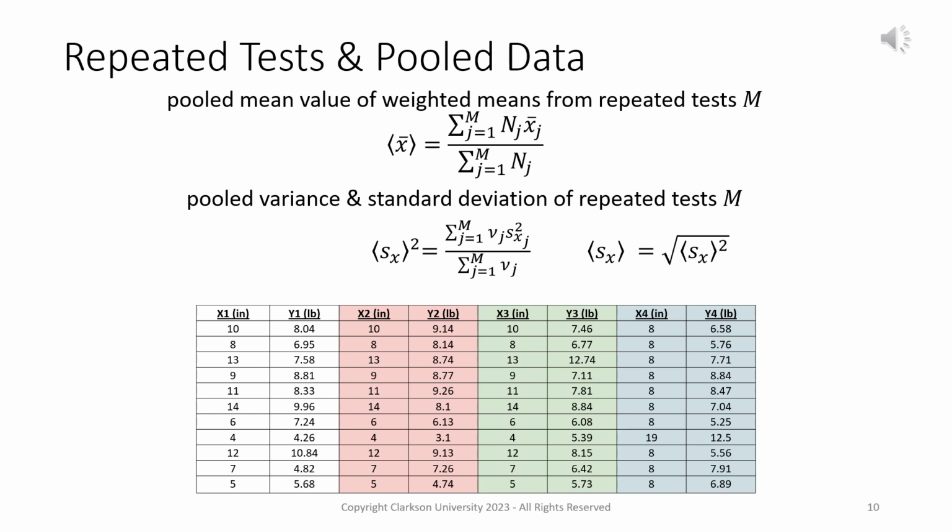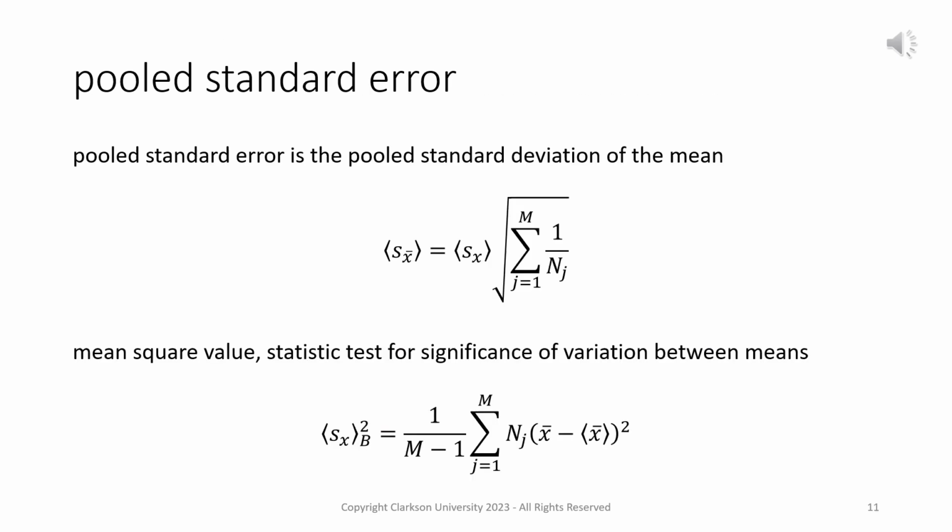Similarly, the pooled variance combines the sample variance for each test weighted by the degrees of freedom for that test, bracket s_x squared. The degrees of freedom, nu sub j, is n sub j minus 1, and the pooled standard deviation is the square root of the pooled variance.